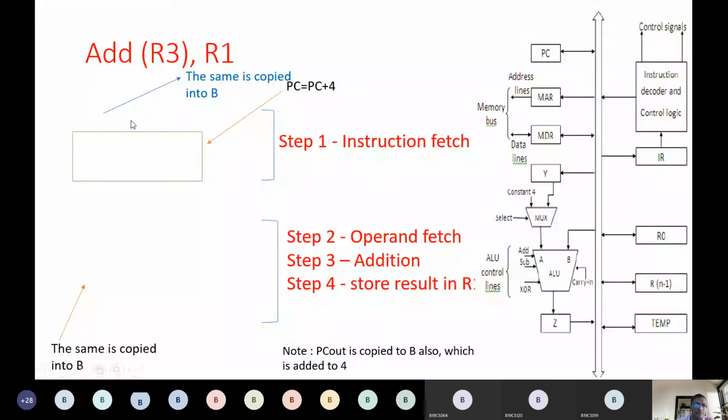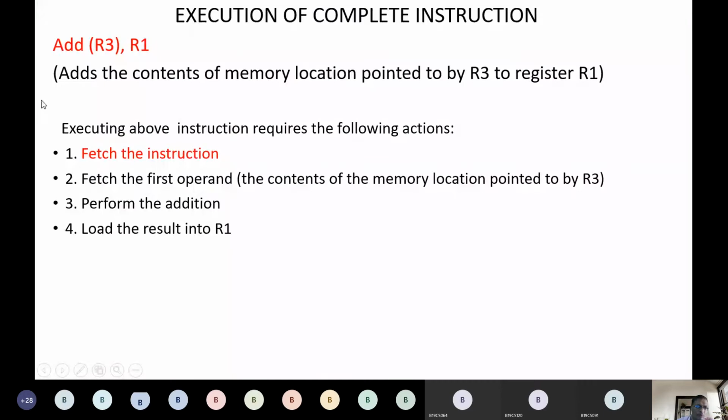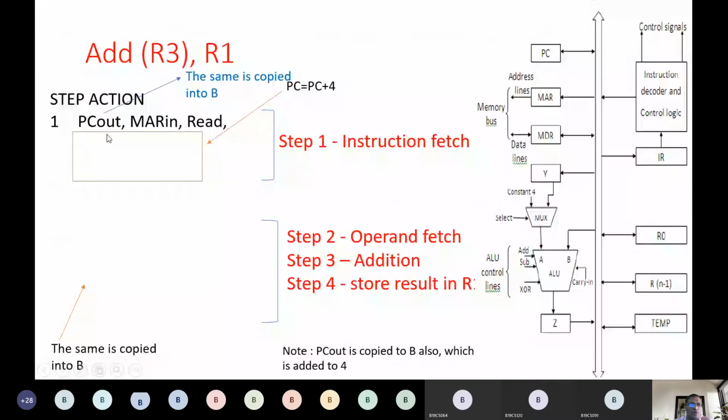Okay, so as we go through this whole four-step sequence, the first one is fetch the instruction. To fetch the instruction from main memory, these are the sequence of steps you can see. First one is PC out, MAR in, and read. So we need to look at this. We will go through this diagram.